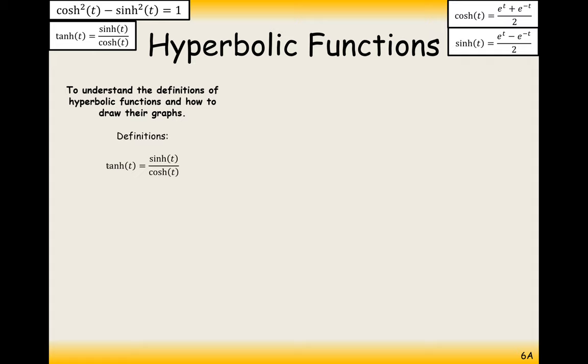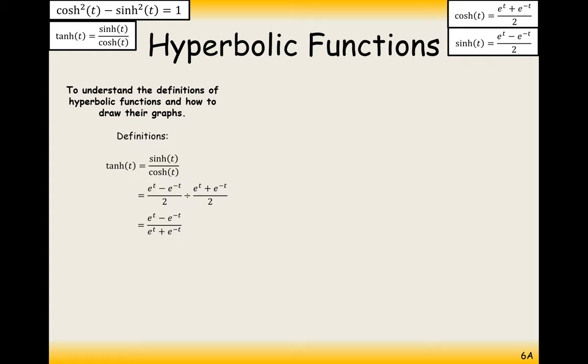Okay, so another definition is that tanh t equals sinh t over cosh t. So in terms of the tanh exponential definition, let's do the sinh one divided by the cosh one, and we get e to the t minus e to the minus t. The 2s will divide out, and then you multiply and flip the second one, so it'll be e to the t plus e to the minus t.